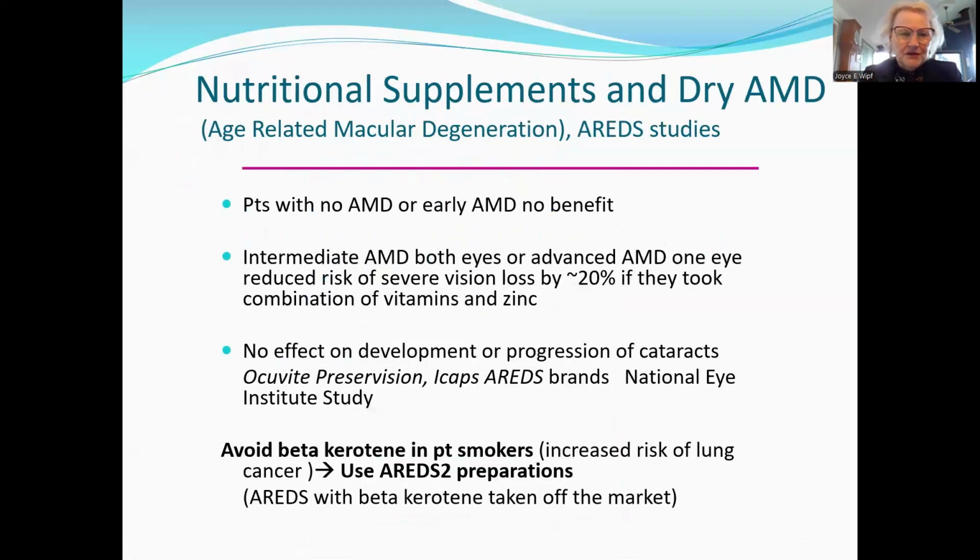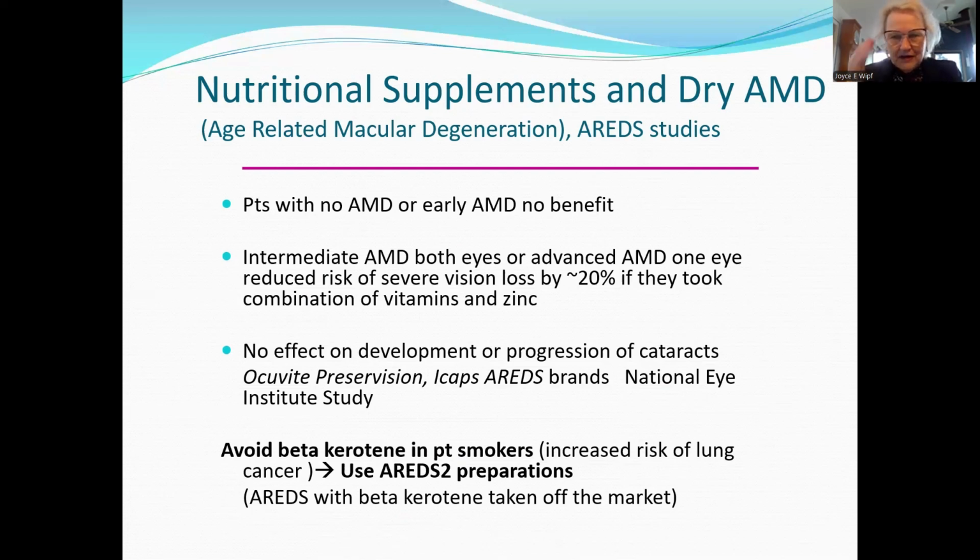So the classic early treatment, which has been shown in trials to be beneficial, is nutritional supplements in dry AMD. So just talking about that, there's no benefit in patients who have risks like family history but don't have AMD themselves or have very early AMD. But intermediate AMD in both eyes or advanced in one did have a reduced risk of severe vision loss by about 20% if they took this combination of vitamins and zinc. But there's no development or progression of cataracts.